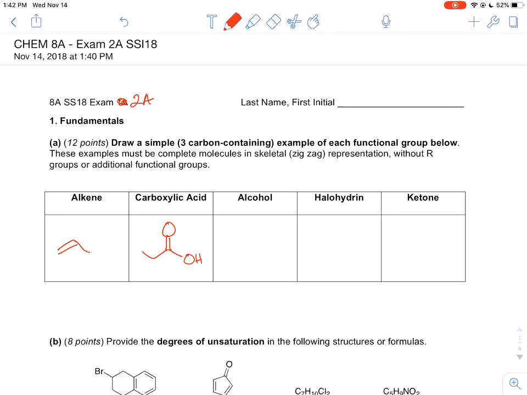An alcohol has a carbon attached to an oxygen, which is attached to a hydrogen. 1, 2, 3 is one way of doing it. The other possibility would be 1, 2, 3 and make isopropanol.